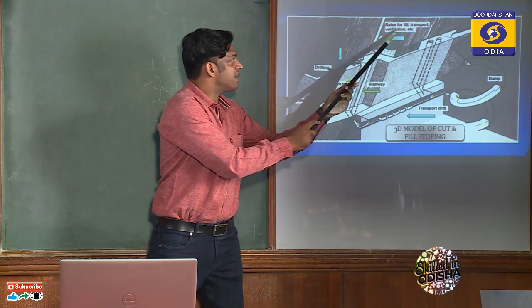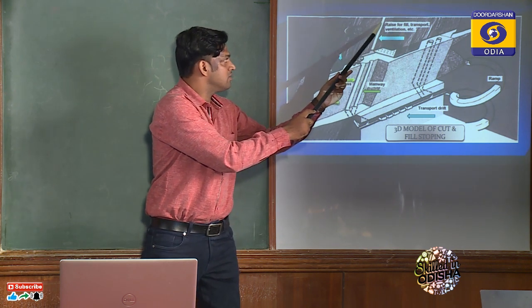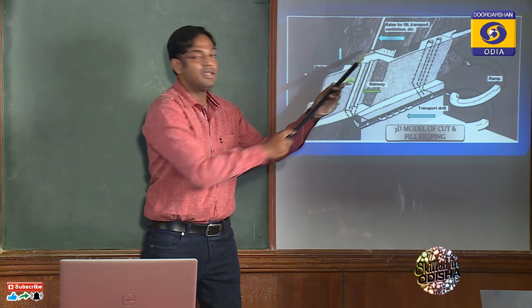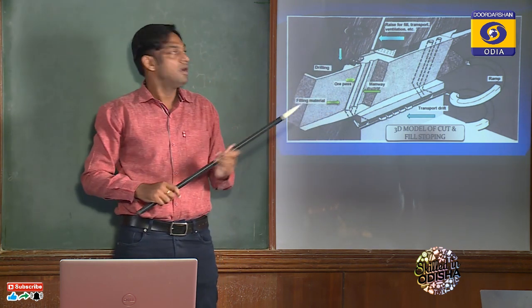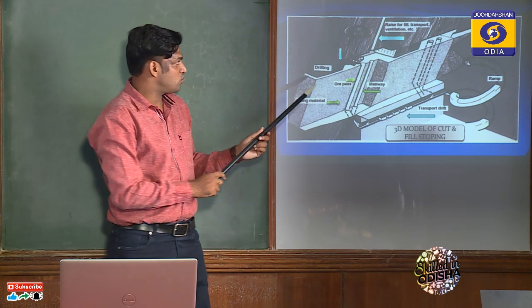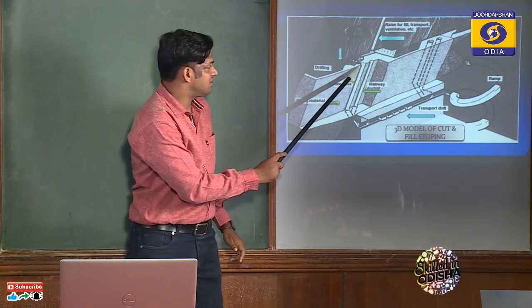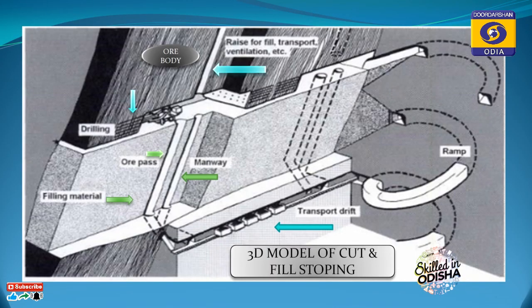Now this is the raise for filling. Here is the pipe. We can fill the stope with filling materials. As we go on, this is the ore pass. After blasting, the materials are passed from here to here to here.